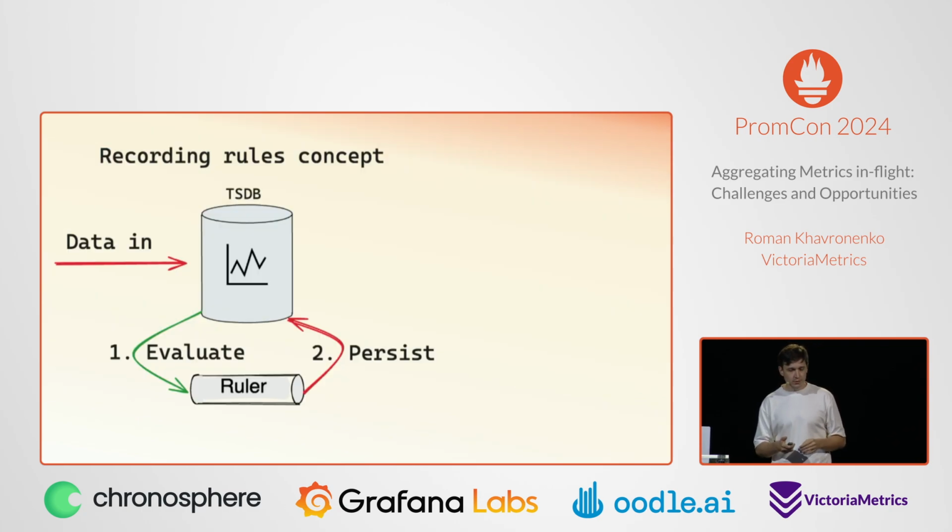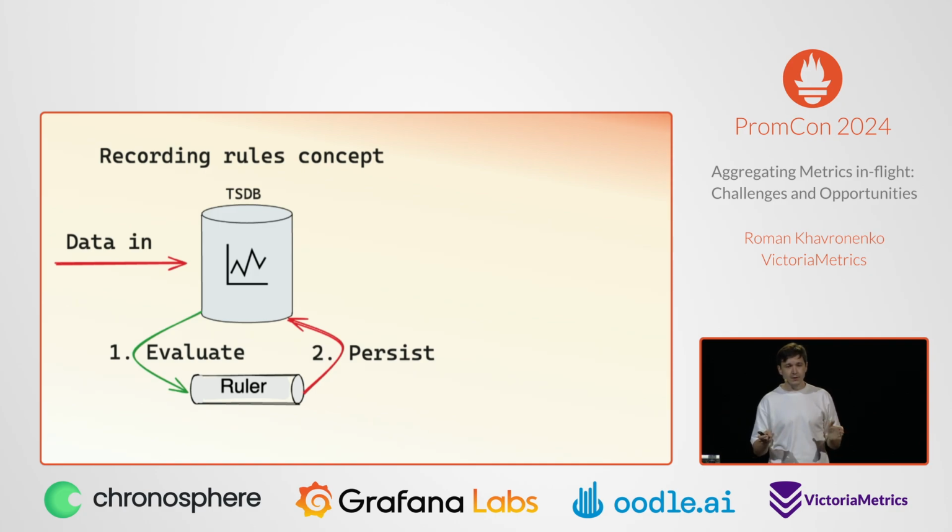Conceptually, recording rules look like this. You have a time series database, and you have a data flow, which you ingest into the time series database. And then you have a ruler, which executes these periodic expressions and backfills the results back to the time series database. Of course, in Prometheus, the ruler is a part of the main process, because Prometheus is a single binary application.